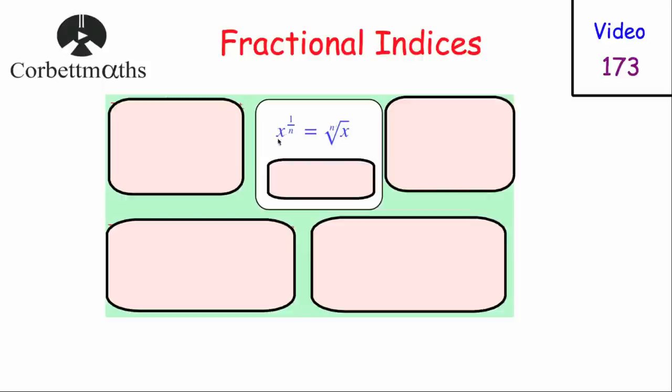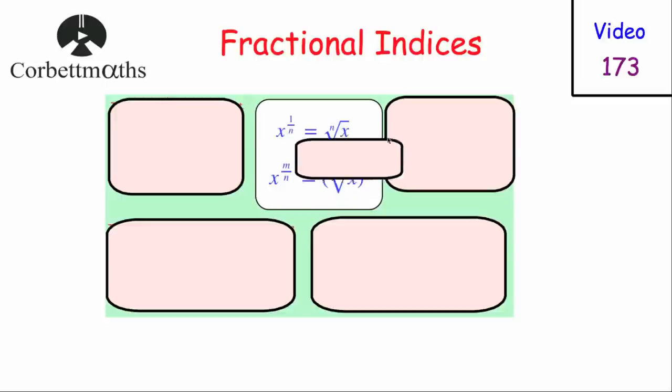So for instance, if you had x to the power of a half, that'd be the square root of x. If you had x to the power of a third, that'd be the third root or the cube root of x. If you had x to the power of a quarter, it'd be the fourth root of x, and so on. So whatever the denominator is on the fraction, that's what root you take off the base number of this x. And that's how you deal with fractions where you've got a 1 on the numerator.